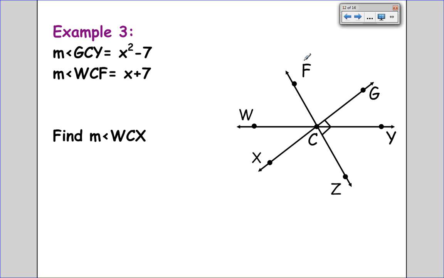There we go, this is a good problem. This tells you here measure of angle GCY is x squared minus 7. And measure of angle WCF is x plus 7. Take a second on your own, try this out, try to label what you know, and see if you can find how these two angles are related to each other.